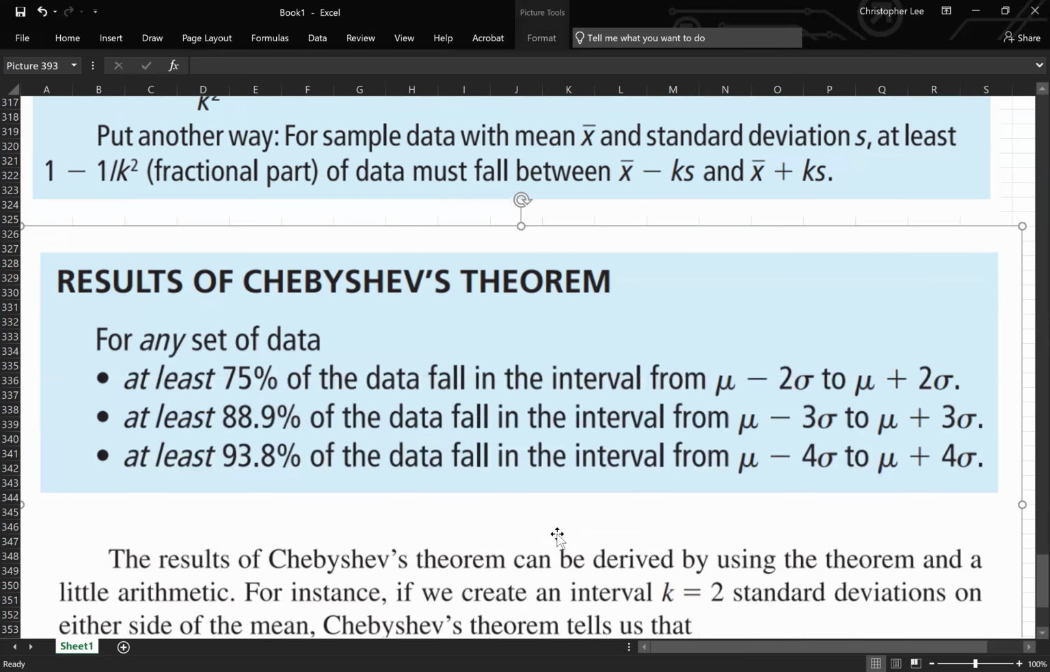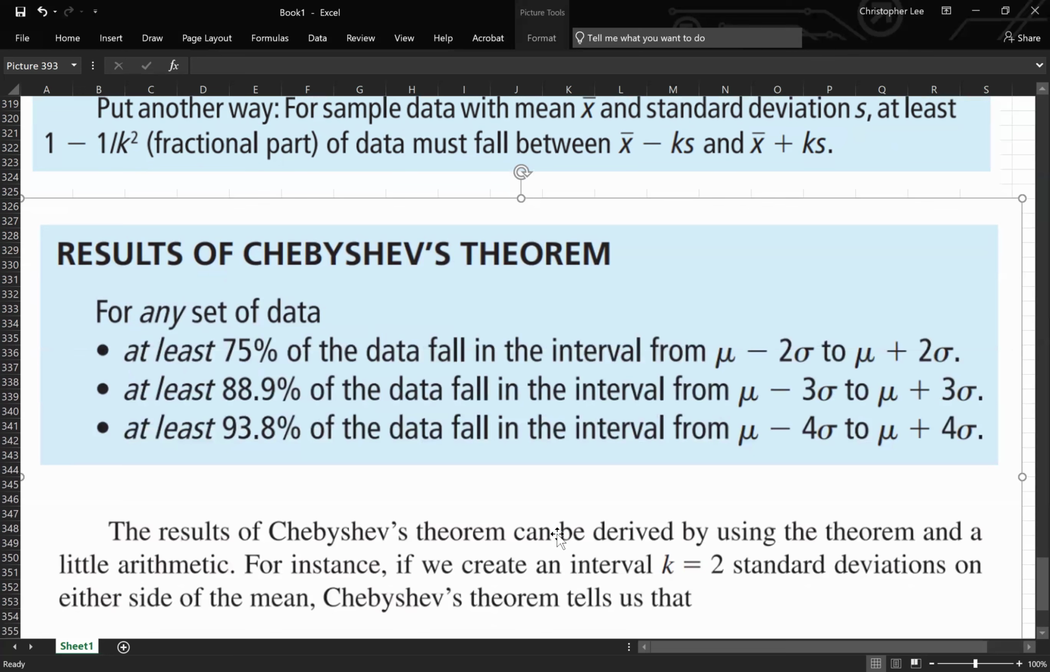All right. So here are the results for Chebyshev's theorem. For any set of data, at least 75% of the data falls between mu minus 2 sigma and mu plus 2 sigma, right? So that's two standard deviations to the left and two standard deviations to the right. At least 88.9% of data falls in the interval between mu minus 3 sigma and mu plus 3 sigma, and at least 93.8% of the data fall in the interval between mu minus 4 sigma and mu plus 4 sigma.